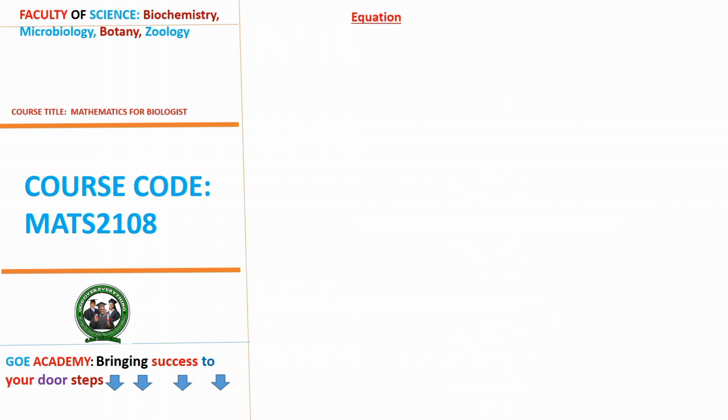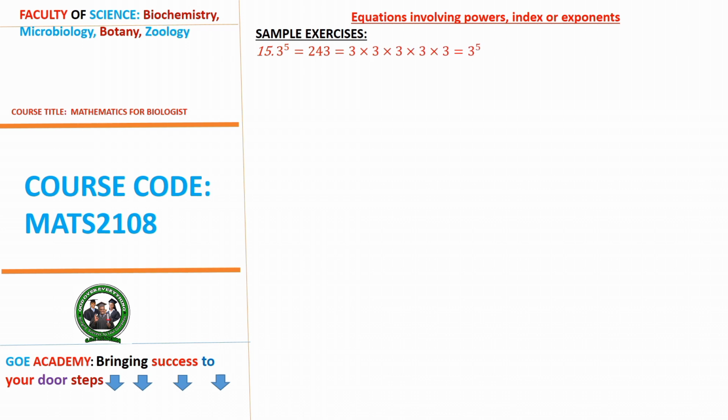Great. So let's look at some equations involving powers. Let's look at these examples. These are just basic examples. 3 raised to the power 5 is the same as 243. 243 is the same as 3 times 3 times 3 times 3 times 3. That's 5 threes, which is the same as 3 raised to the power 5. So these are just exercises to show you that the left hand side is always equal to the right hand side.